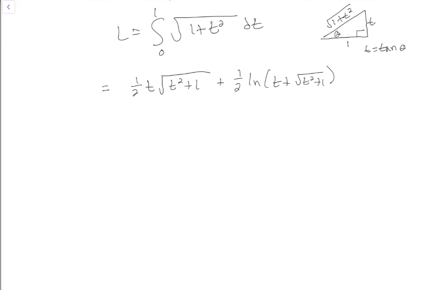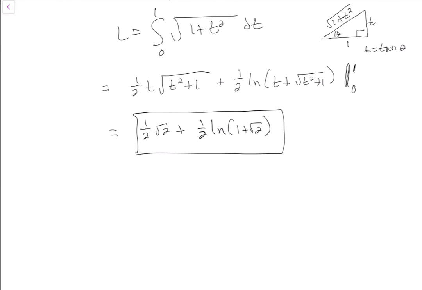Now usually in this type of chapter you would be allowed to look up integrals in an integral table. So if I looked in an integral table, I would find that result. And now we're going to evaluate from 0 to 1. Plugging in upper limit minus lower limit, we get 1/2 root 2 plus 1/2 ln of 1 plus root 2.